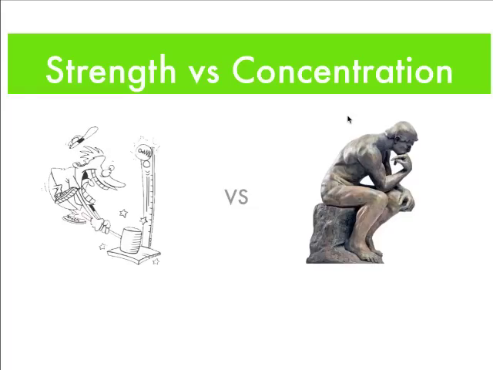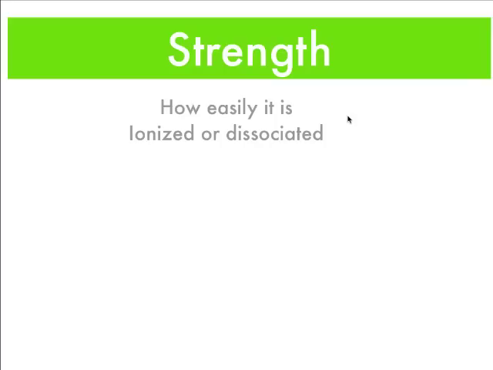No, that actually has nothing to do with acids and bases. It actually has to do with how much of the ions there are and how dissociated they are in solution. So these are just some definitions. Let's get some definitions down. Strength: how easily something is ionized for an acid or dissociated for a base.